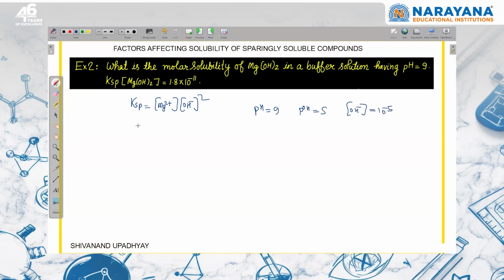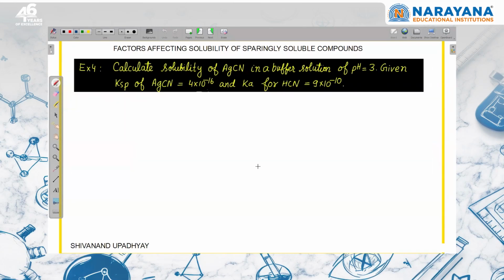So if we put here the value, we can write that Ksp is 1.8 into 10 to the power minus 11. Magnesium 2+ ion concentration we have to calculate. OH- means 10 to the power minus 10. So magnesium 2+ ion in the solution will be 0.18 capital M. So these are very simple questions, right? So you can go through it, right? Same way, this is the question, right? Calculate the solubility of AgCN in a buffer solution. Already we have discussed this question.